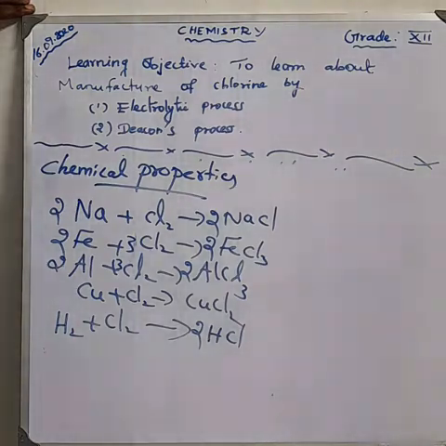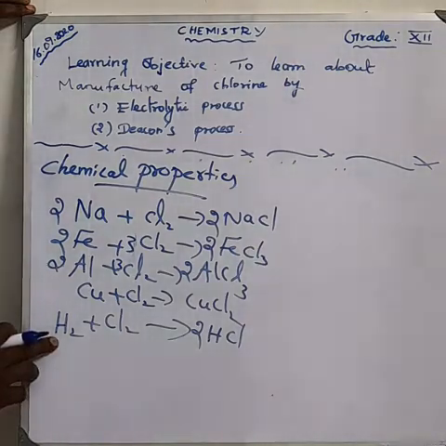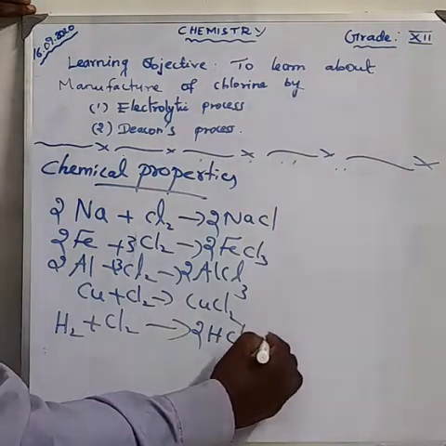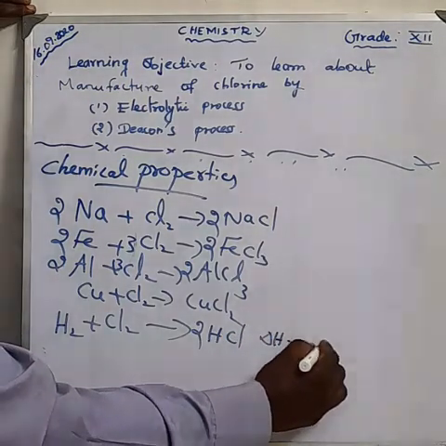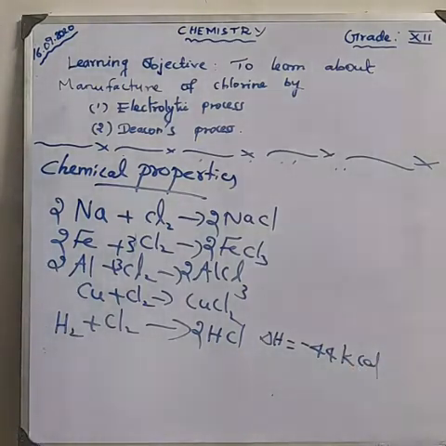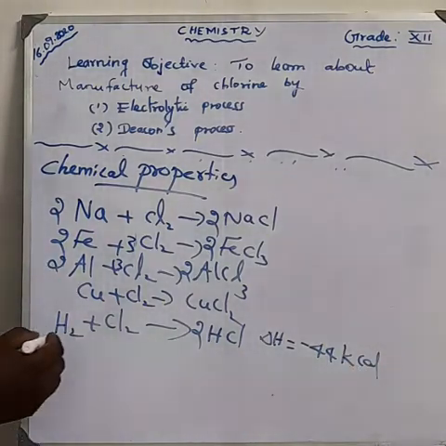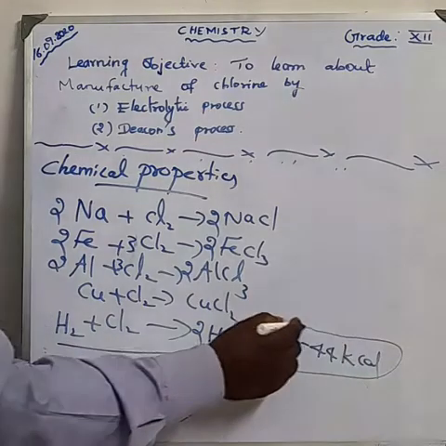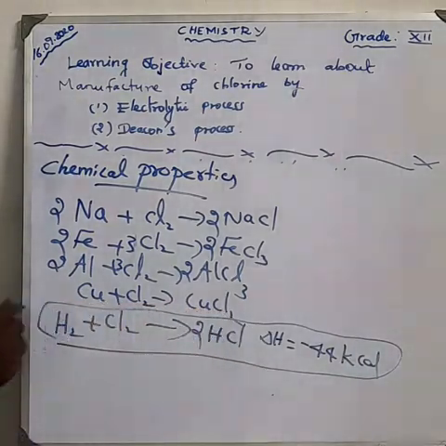That is the amount of heat liberated or absorbed. You must write the delta H value, that is about minus 44 kilocalories. Delta H is equal to minus 44 kilocalories. Whenever you write this question, you should write this delta H value from the examination point of view.